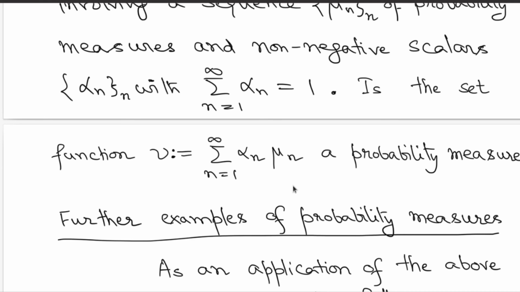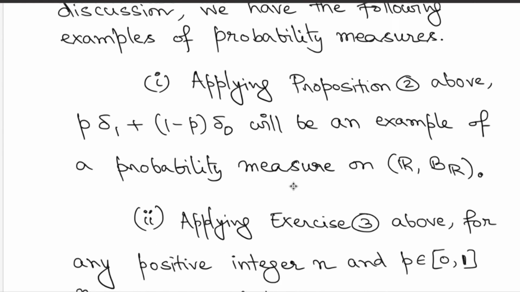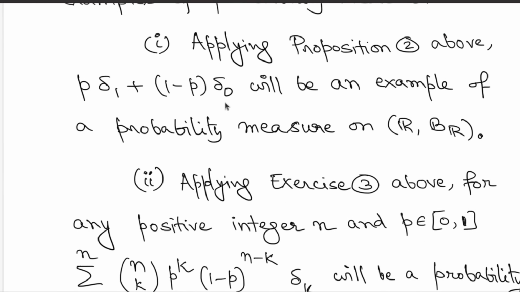Please check this. Now these exercises allow us to construct more examples. So how? We are now going to look at convex combinations of probability measures. Remember, the explicit examples of probability measures that we have are the Dirac measures. Now on the real line, consider the Dirac measures Dirac 1 and Dirac 0, meaning the Dirac measures supported at 1 and supported at 0. If you choose an appropriate p between 0 and 1 and look at this convex linear combination as per proposition 2 above, you can immediately get this probability measure.